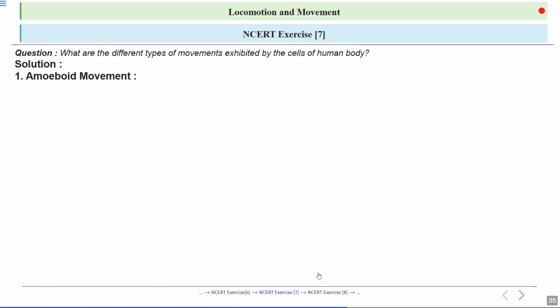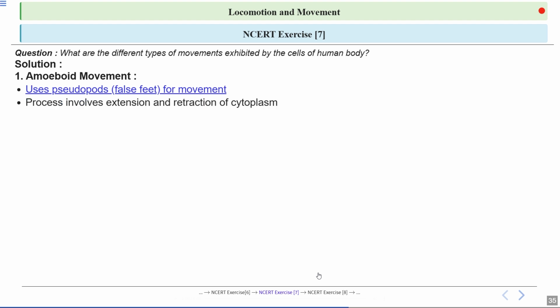The first type of movement we will discuss is amoeboid movement. This is named after the amoeba, a single cell organism that moves in a very unique way. Let's see what makes this movement special. Amoeboid movement uses structures called pseudopodia, which actually means false feet. Imagine the cell pushing out parts of its body to crawl forward, kind of like how a blob of jelly might ooze along a surface.